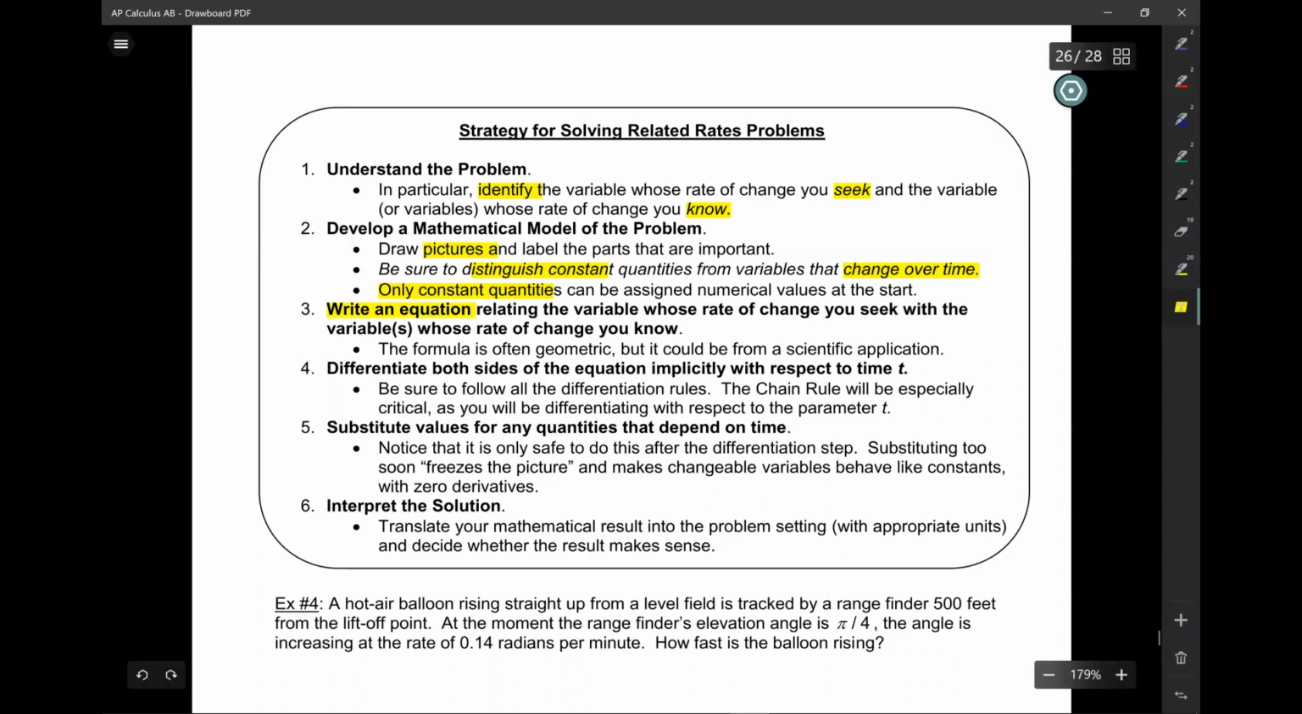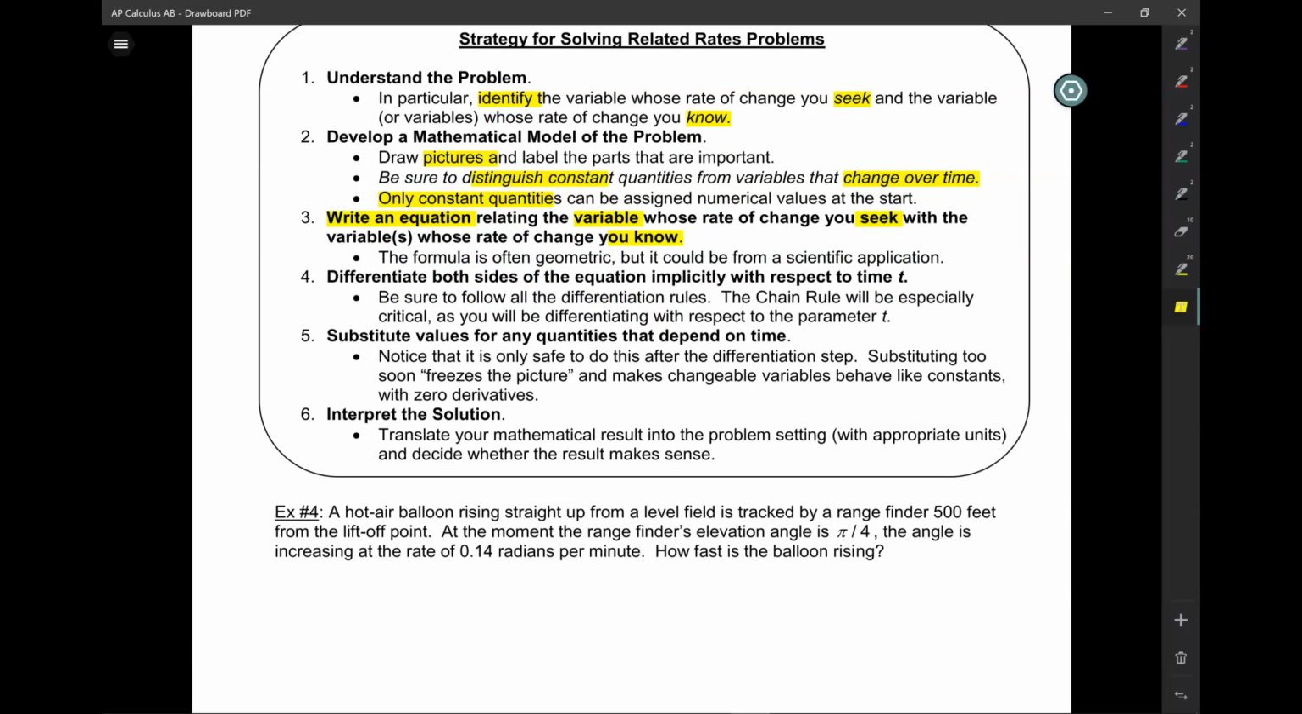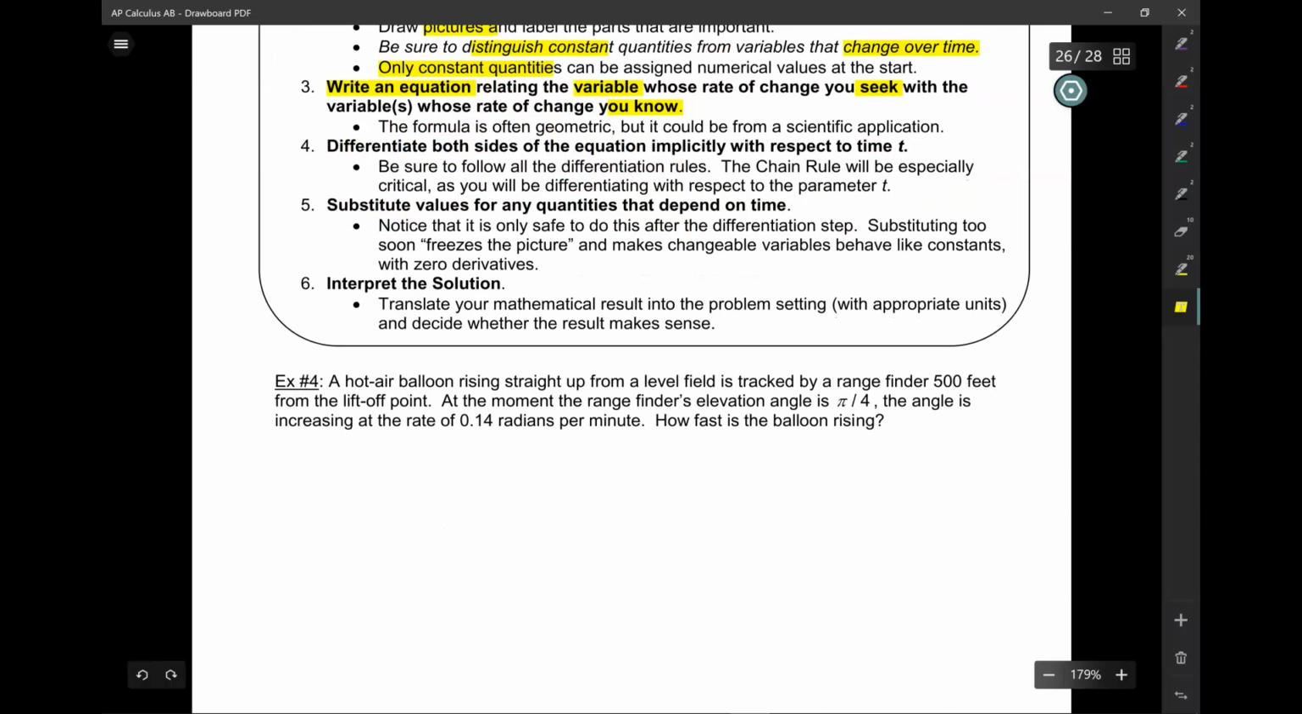All right. Next, write an equation relating the variable whose rate of change you're looking for with the variable that you know. A lot of times you will get a geometric formula like tangent, sine, Pythagorean theorem, and so on. It could sometimes be like a physics equation, like rate over time and so on. Okay, once you have an equation, then you have to differentiate both sides implicitly with respect to t.